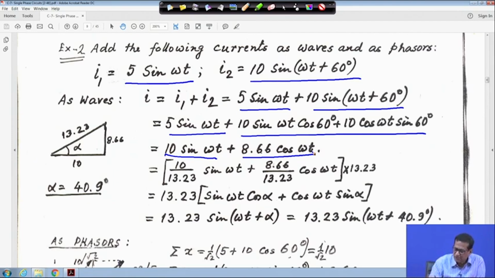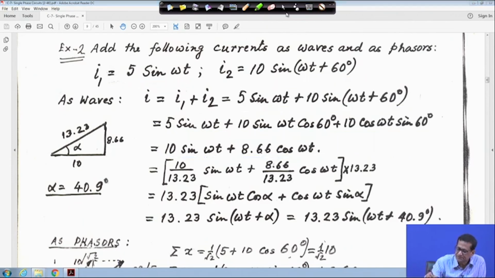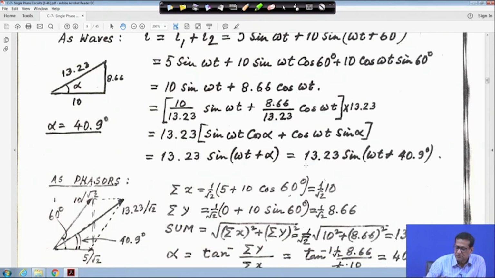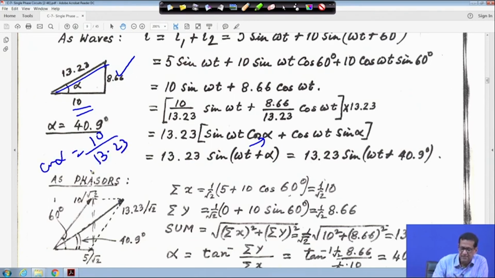Now you find the square root of 10 squared plus 8.66 squared, which gives 13.23. Then divide this quantity by 13.23 and multiply by 13.23. So you get 10 by 13.23 sin omega t plus 8.66 by 13.23 cos omega t, all into 13.23. Here 10 and 8.66 are the sides and 13.23 is the hypotenuse, with angle alpha. So cos alpha is equal to 10 by 13.23, and sin alpha is equal to 8.66 by 13.23.